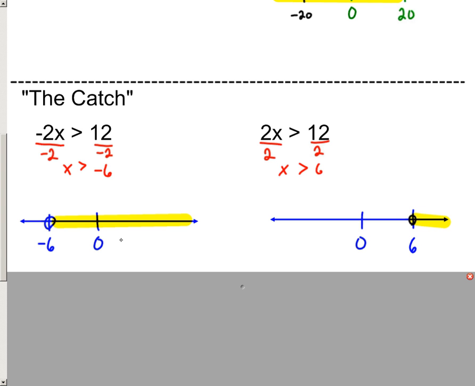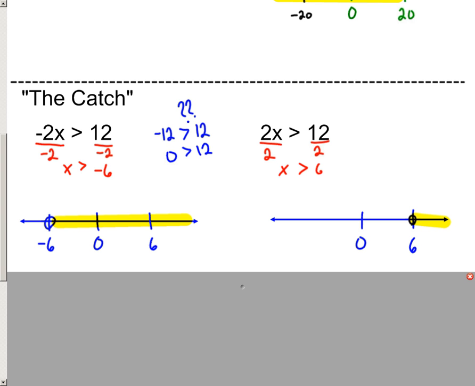So if I chose, let's just use positive 6. Positive 6 times negative 2 would make it negative 12. Does negative 12, is it actually bigger than positive 12? No, maybe there's just something wrong there. Let's use 0. 0 times negative 2 would be 0. Is 0 bigger than 12?